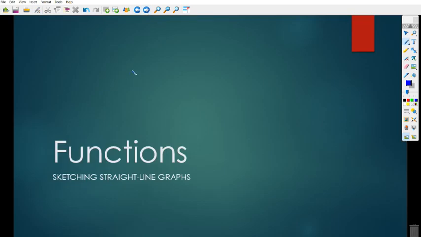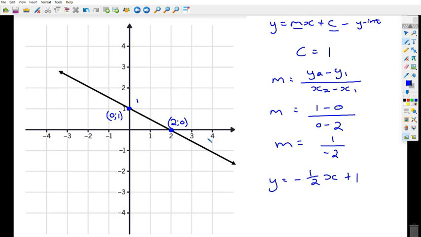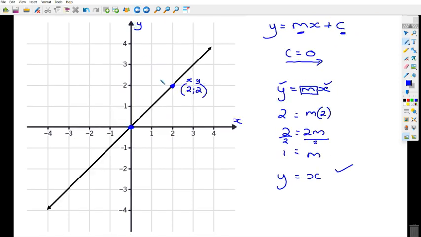Sketching straight line graphs. Let's see if we can remember how to sketch straight line graphs. There are 2 straight line graphs that you're going to have to sketch. Either this one where it cuts my Cartesian plane twice. We know what a Cartesian plane is because we've done trig. It cuts on my y-axis and it cuts on my x-axis. Those are my y-intercept and my x-intercept. So it cuts twice, or it's going to cut once at the origin.